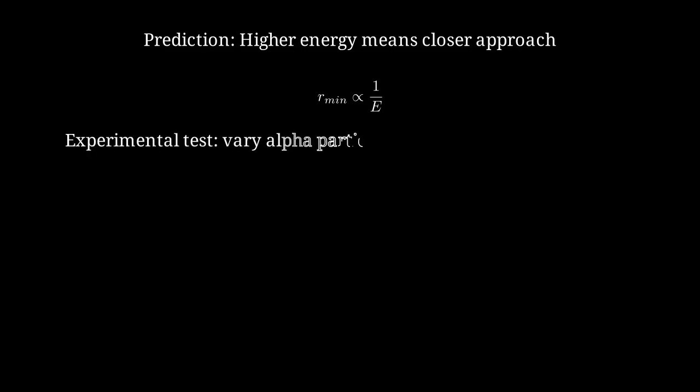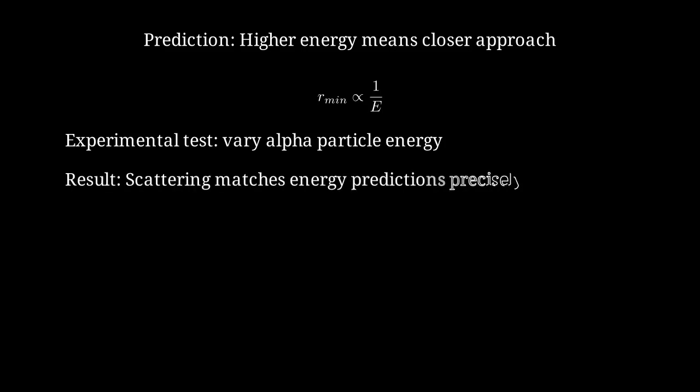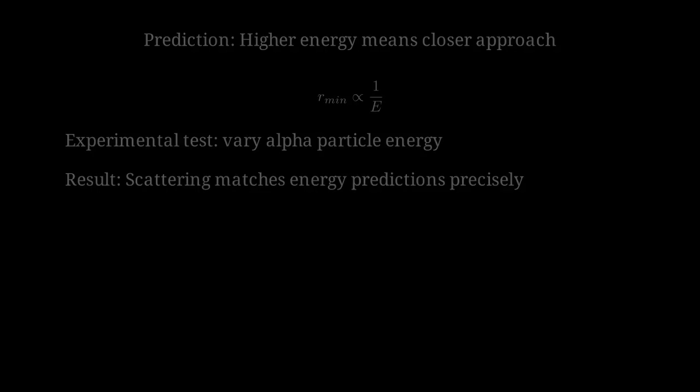They used different radioactive sources producing alpha particles of different energies, ranging from 4 to 7 mega-electron-volts. Result: the scattering patterns changed exactly as predicted. Higher energy particles produce more frequent large angle scattering. The Rutherford formula predicted the energy dependence with stunning accuracy.